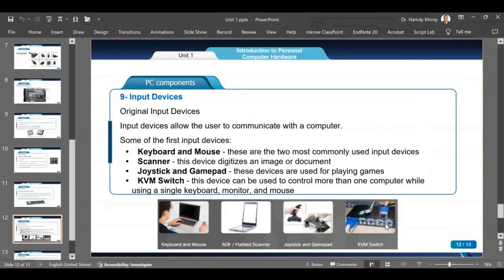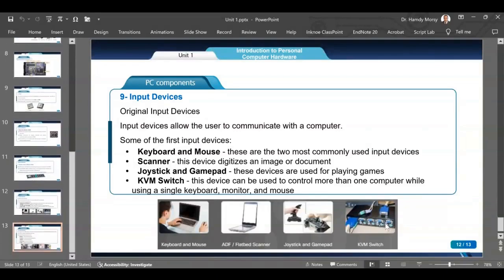Next, examples of input devices include the keyboard and mouse, which are essential. The scanner, for instance, is a data input device that scans images or documents. Other input devices include the joystick, gamepad, and KVM switch. All of these are input units for the computer.